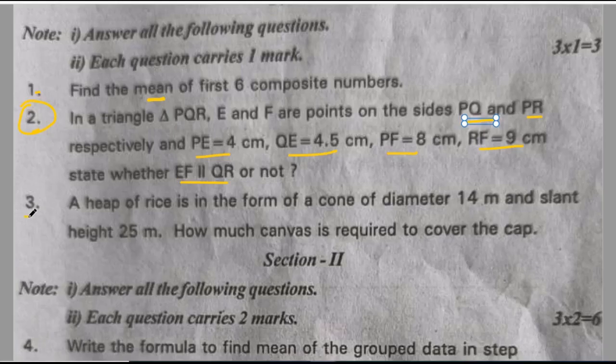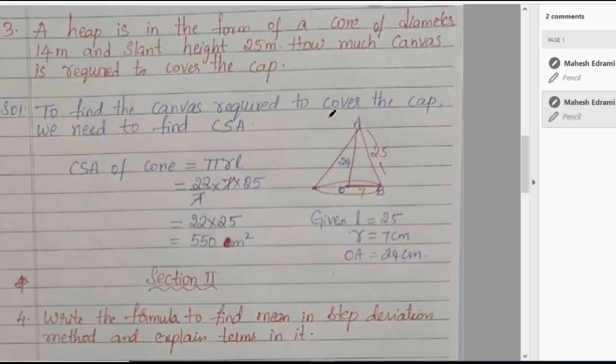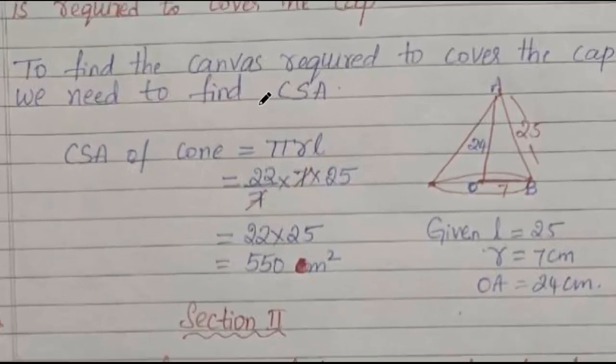Third question, a heap of rice is in the form of cone of diameter 14 meters and slant height 25 meters. How much canvas is required to cover the heap? To find the canvas required to cover the heap, we need to find curved surface area. So we all know the curved surface area of a cone formula, that is pi r l.